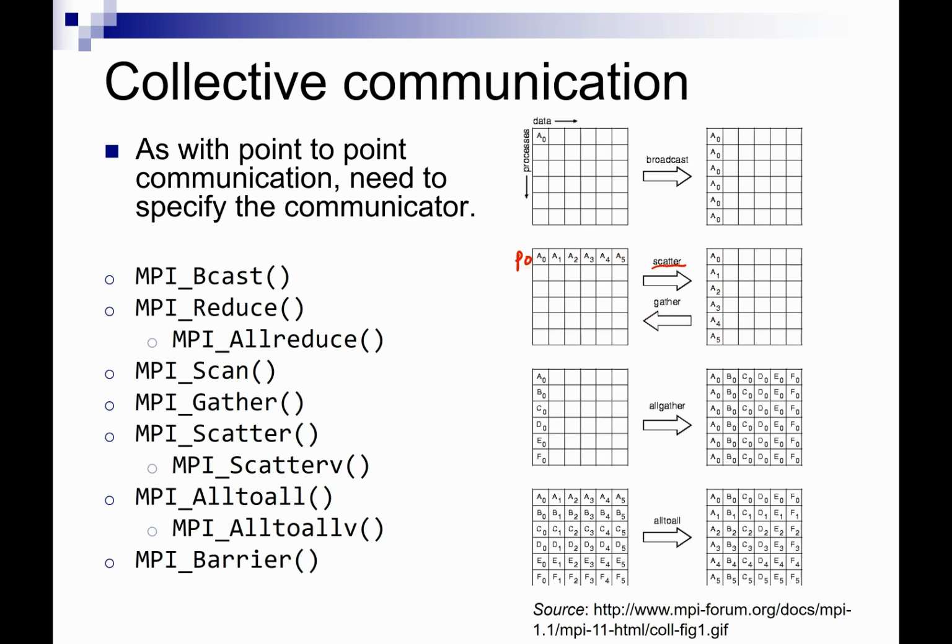Now you can also do something called an all gather. All gather is basically every process doing a gather. The way to see this is that, again, we start out with each process having a piece of data like this. If you do a gather on process 0, then process 0 is going to end up with all these 6 pieces of data. But for the all gather, every process is going to do a gather, so every process is going to end up with these 6 pieces of data.